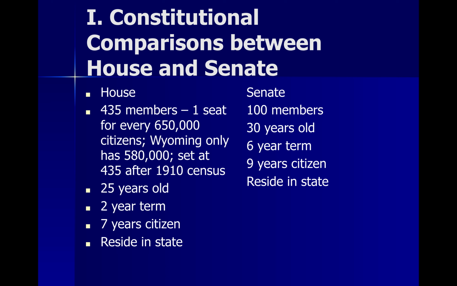Okay, the Senate has 100 members in it. You've got to be 30 years old. If you look at the Senate, it's seen as the upper house. Our Congress is based on the British Parliament, and the British version of the Senate is called the House of Lords. So the Senate's called the upper house. The qualifications are a little more stringent, and you serve for longer. So there are 100 members, 2 per state, based on the New Jersey plan. Remember that? All states being equal. It's a 6-year term. You've got to be a citizen for 9 years, and the residence requirements are the same. You've got to live in the state.